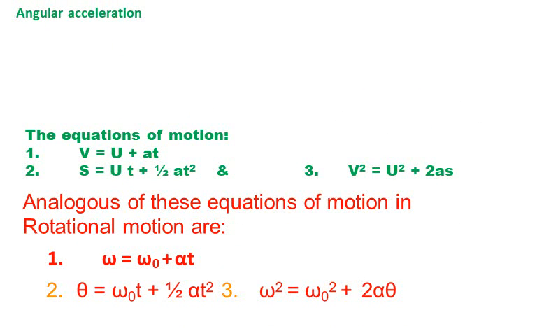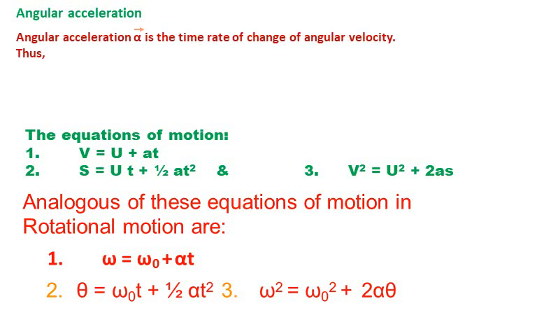You know the equations of motion. v is equal to u plus at, s is equal to ut plus half at square, and v square minus u square is equal to 2as. So in terms of rotational motion, instead of v, you will use omega, u becomes omega naught, and a becomes alpha. So you will get omega is equal to omega naught plus alpha t, theta is equal to omega naught t plus half alpha t square, and omega square is equal to omega naught square plus 2 alpha theta. And this we have already done in kinematics also in case of circular motion.